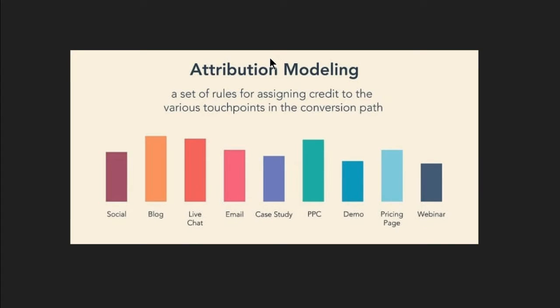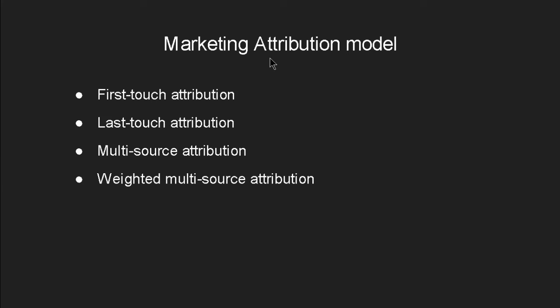So we have talked about different attribution models already. We have just covered the basics. So these are basically a set of rules that are assigned for crediting various touch points in the conversion path. Sometimes what happens is we need to track the path of our user, and it needs to be measured for specific reasons, for collecting data, etc. So we have discussed some of the models that were very basic models like first touch attribution, last touch, multi-source, and weighted multi-source also. So now we have come up with some of the more advanced attribution models.